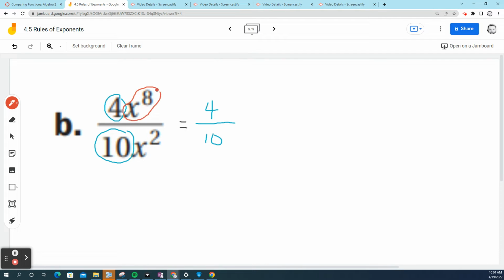So is x the same base as x? Sure. So what do I do with the x's? What did I do with the 8 and the 2? Two of these x's on the bottom are going to cancel with 2 of these x's on the top. So that's the same as x raised to the 8 minus 2.